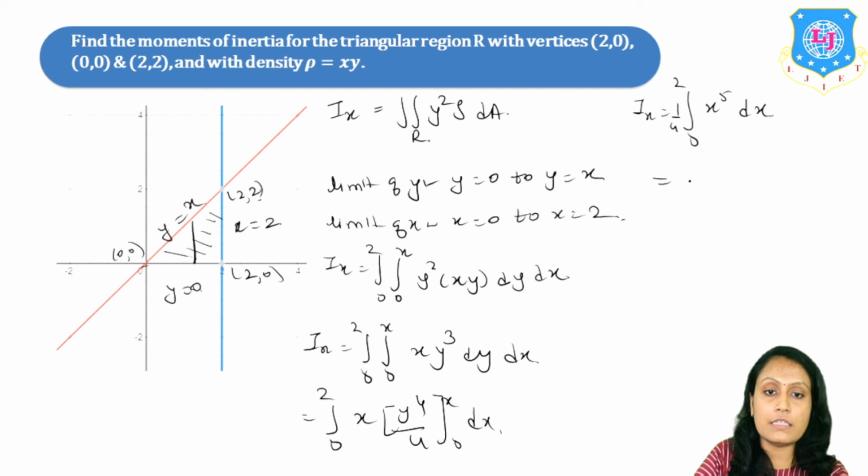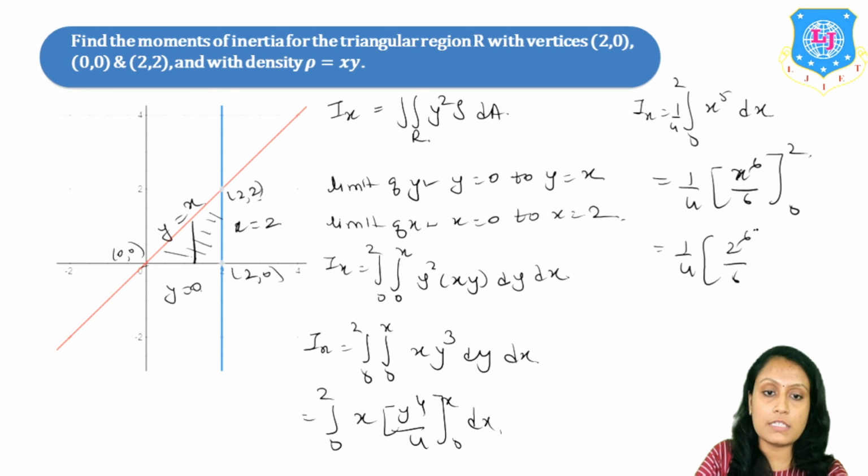Now integrate this, so this is 1 upon 4, here x raised to 6 upon 6 and the limits are 0 to 2. Substitute the limit, so here we have 2 raised to 6 upon 6. If you substitute 0, this term is 0. Now on simplification, we will get the answer of Ix as 8 upon 3.